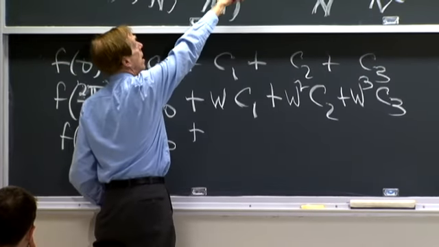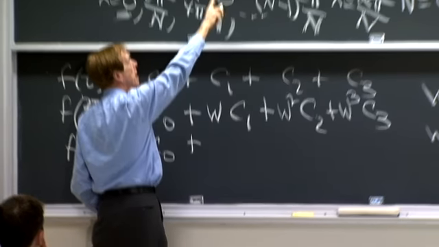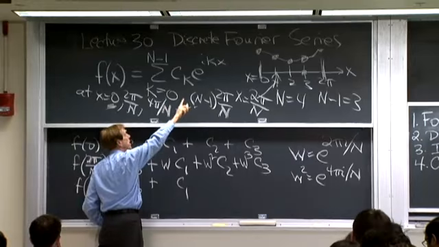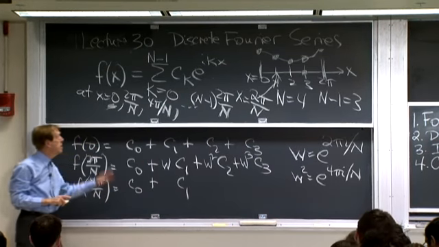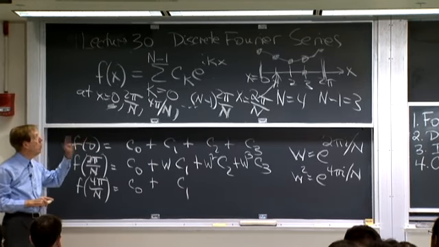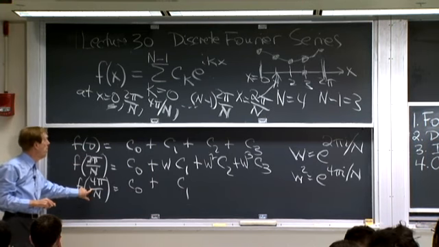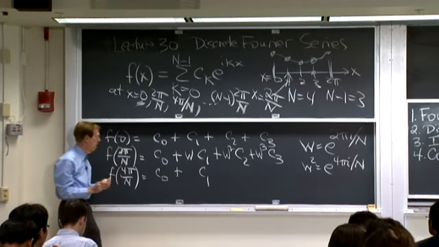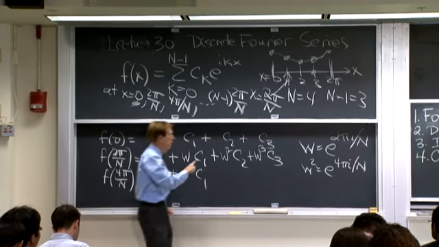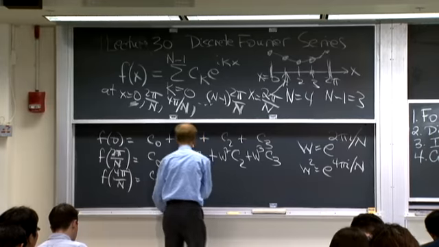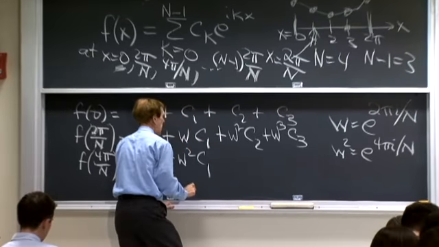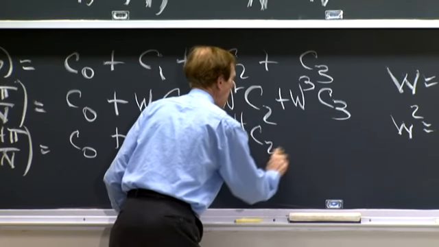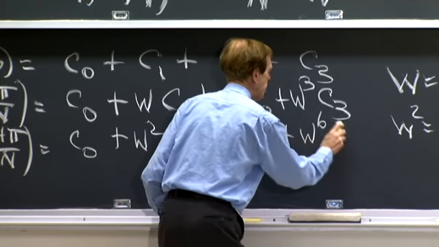The k equal 1 term, can you tell me what I get when k is 1? I have something times C1. It's e to the i 1, 4 pi over n. What's that? w squared. e to the i 4 pi over n is w squared. Look, this matrix is coming out symmetric. And this will be w to the 4th, and that'll turn out to be w to the 6th.